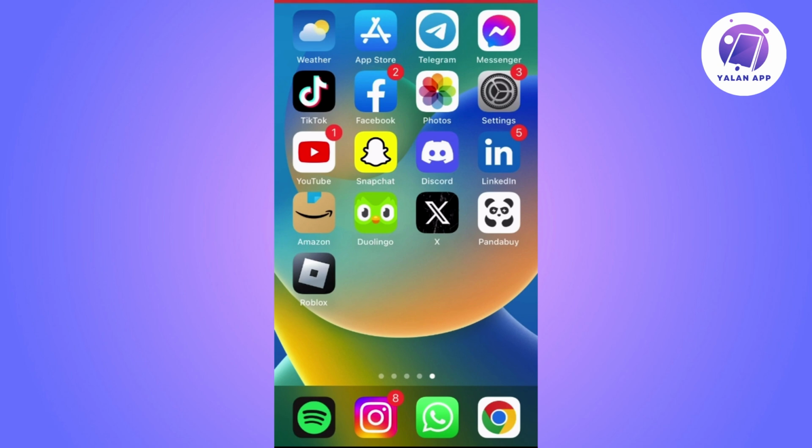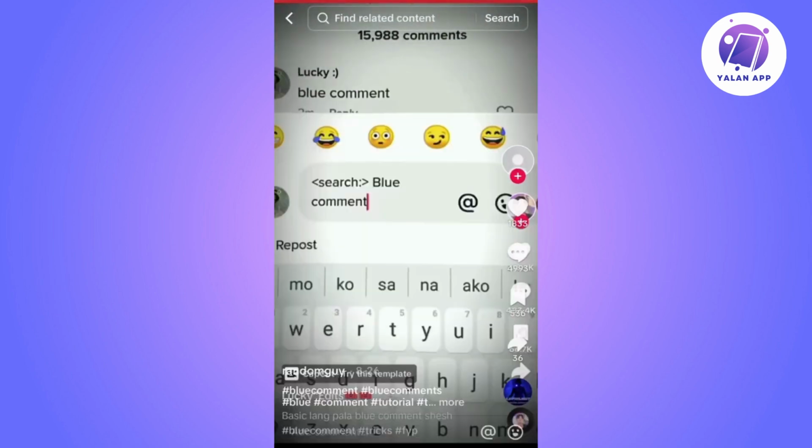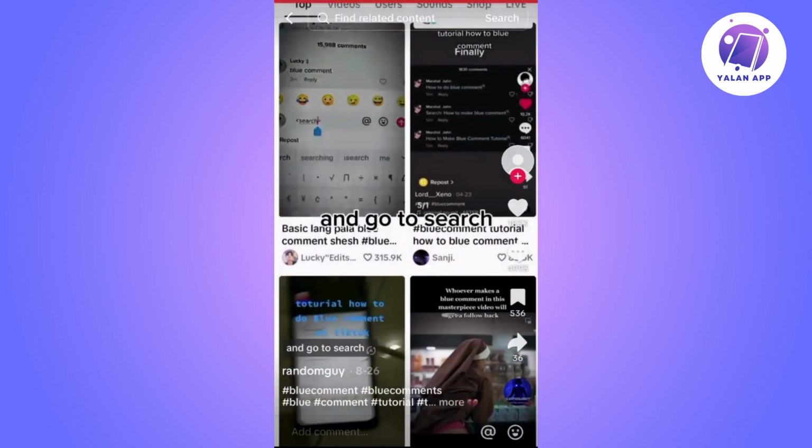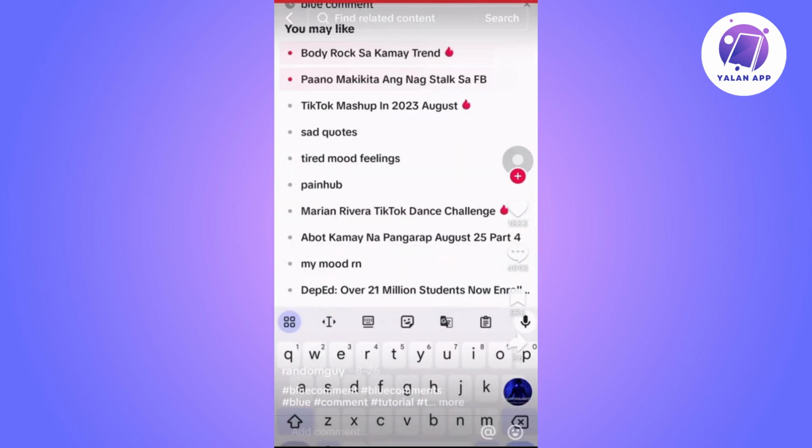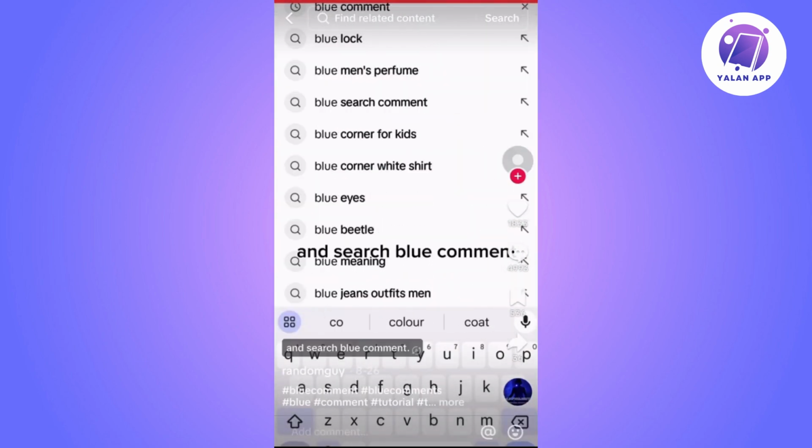Today, we're going to see how to blue comment in TikTok. TikTok highlights words and phrases in blue that are relevant to the video. Therefore, the first thing you should do is watch the video and listen to the words and phrases used by the creator.